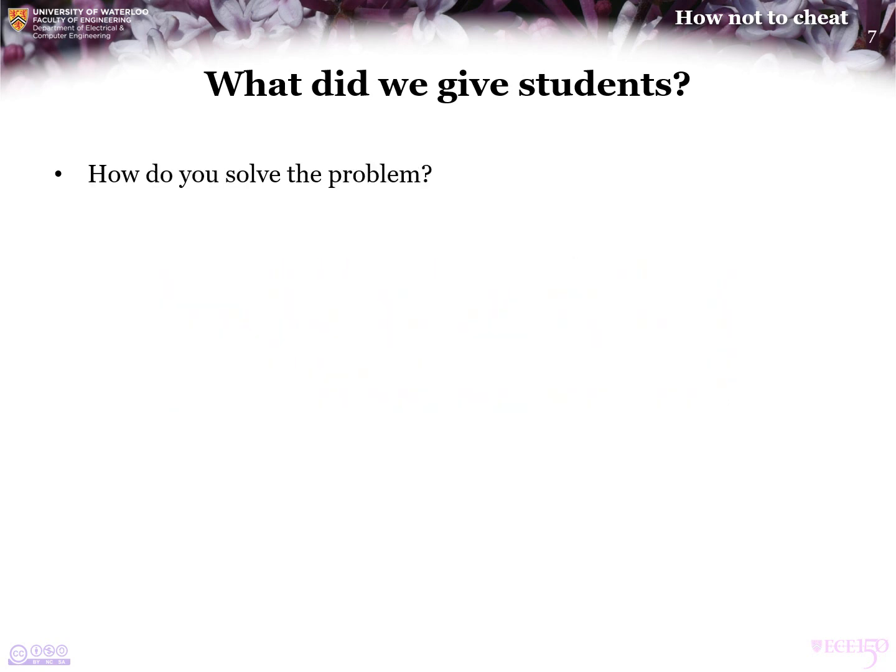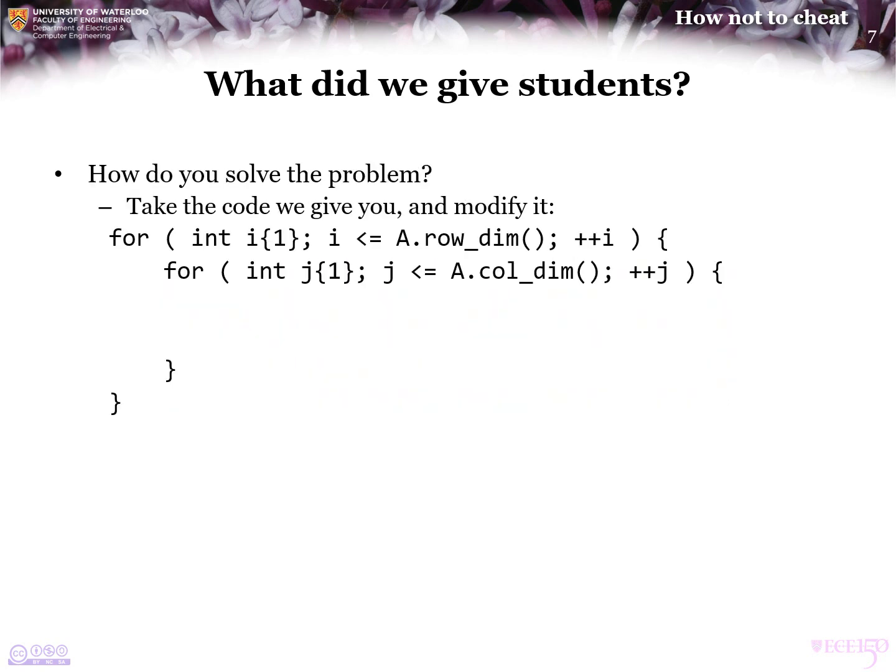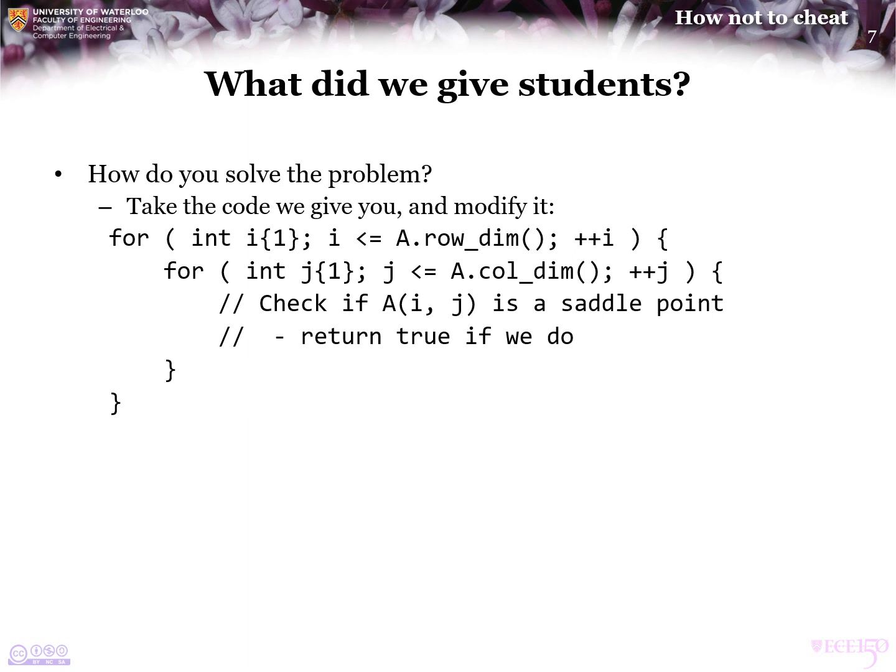Now, how do you solve this problem? Well, all you really have to do is take our code that goes through all of the entries of the array or the matrix anyway, and check if Aij is a saddle point. And if it is, return true. Otherwise, if we've checked every entry in the matrix and no points are saddle points, we return false.